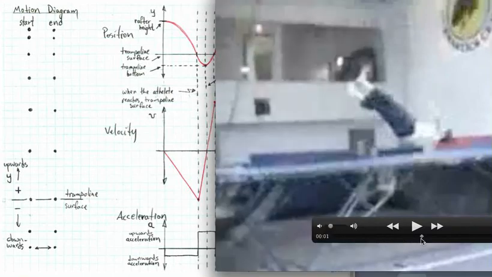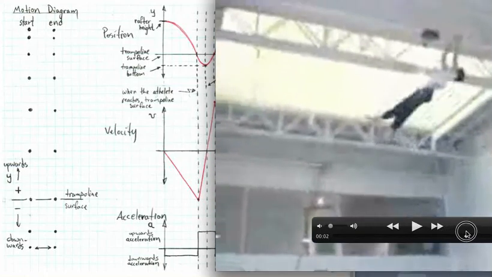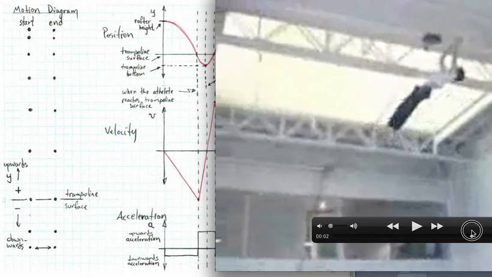And what do you know? He slows down on his way up. His large upwards velocity is reduced to zero at the exact same height that he left the trampoline at, or almost exactly the same height. There was a little bit of loss in the trampoline, but it's quite a conservative system.